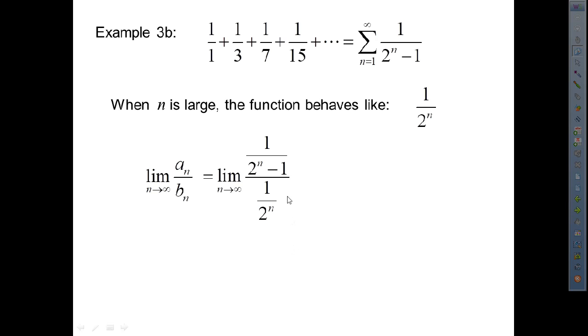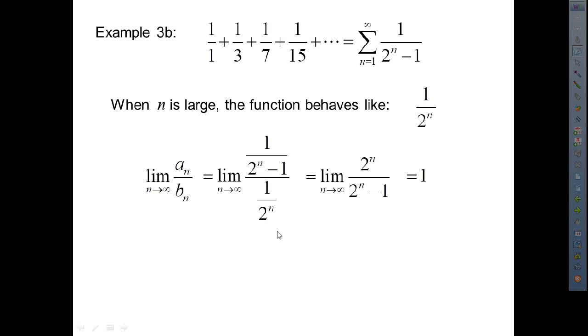So when we do our limit, we have 1 over (2 to the n minus 1) over 1 over 2 to the n. Keep change flip. So we're going to end up with 2 to the n over (2 to the n minus 1). And once again, as we go to infinity, that minus 1 right there is going to become negligible as these numbers get larger and larger, so you're going to end up with 1. Now, what does that mean? Well, that means that the two series, this top one and this bottom one, grow at the same rate. Well, what do we know about 1 over 2 to the n?